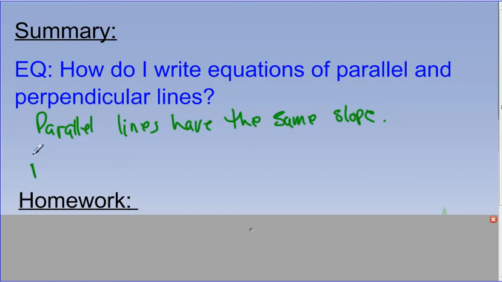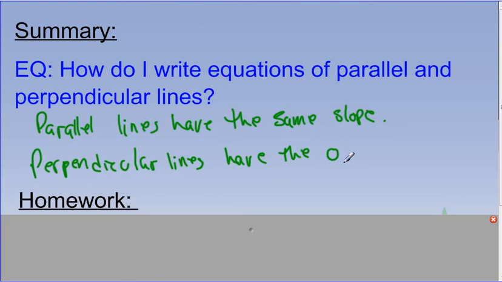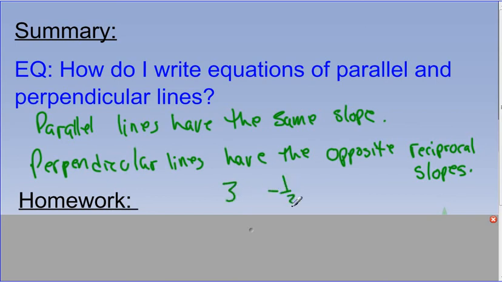Perpendicular lines have the opposite reciprocal slopes. So, for example, 3 and negative 1/3 are opposite reciprocals. They're different signs, and this guy, if you flip it upside down as a fraction, would be that guy.